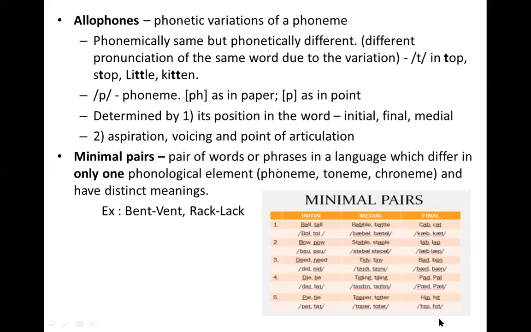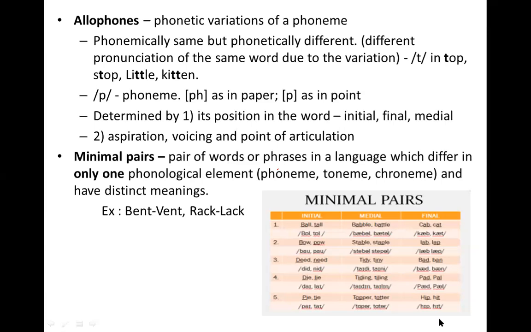So allophones are, please remember, phonetic variations of phoneme. So the sounds differ because of the different placements in a word, because of the way the letter is pronounced, and that depends on, one, the position in the word, second, the sound that precedes and the sound that follows. It depends on that also. That is, point of articulation, where it depends in our mouth. Okay, so it depends on these factors, allophones, the phonetic variations.